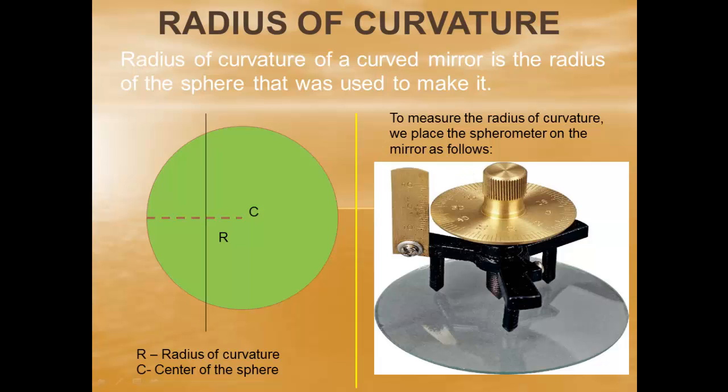So to measure the radius of curvature of such a concave or convex surface, we place the mirror on some paper or on the table, and we keep the spherometer like this, and we take the measurement. I will explain about taking the measurement in my next slides.